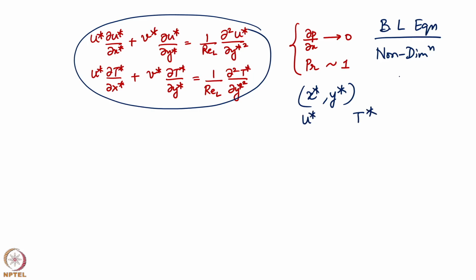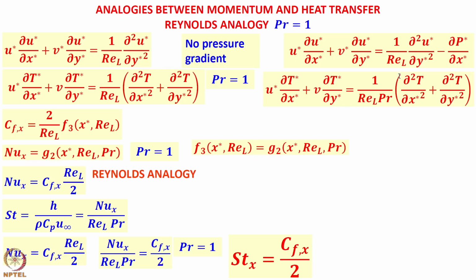What are the boundary conditions? I'm not going to write them. Look at the boundary conditions from before. You would have at the wall the no slip condition, so u star equal to 0. At the wall the non-dimensional temperature is 0, so T star equal to 0, v star equal to 0 at the wall, and at infinity it's the free stream velocity, so the non-dimensional value goes to 1, and the non-dimensional temperature difference also goes to 1.